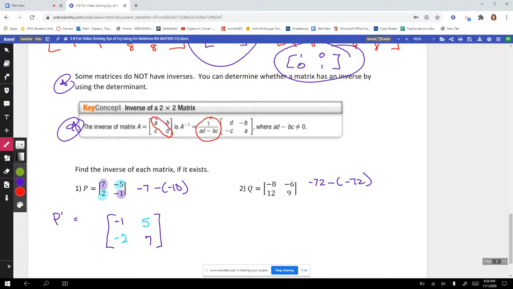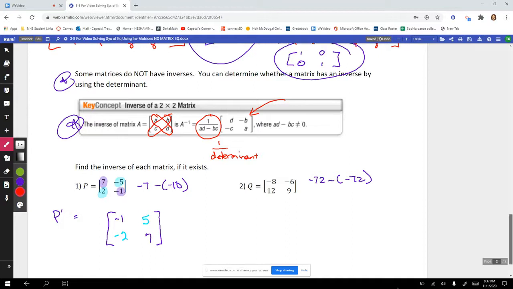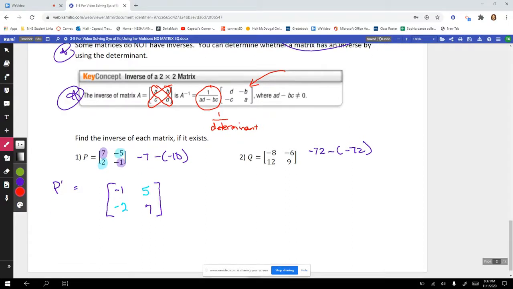So I took A times D minus B times C, and I'm going to put that in the denominator there. So the determinant's going to go on the bottom. And then I'm going to multiply that by this pattern here, which we'll talk about in just a minute, and that'll give us the inverse matrix. So I have number 1 set up. I multiplied 7 times negative 1, which gives me negative 7, minus 2 times negative 5. So that's negative 7 plus 10. So our determinant is 3.